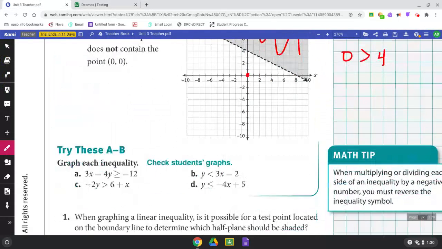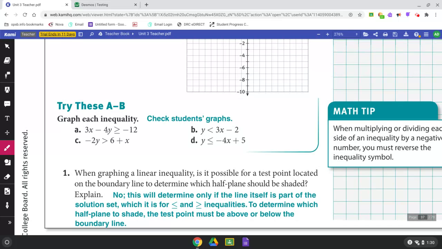So I want you to pause the video and try these A, B, C, and D. You should be graphing 4 different graphs, A, B, C, and D. You can graph them on the side of your paper on 243, and you may have to use the back page 244 on the side margins, or if you have graph paper, you can use the graph paper as well. So you can do it by hand, or you can use Desmos. So pause the video and attempt A, B, C, and D.